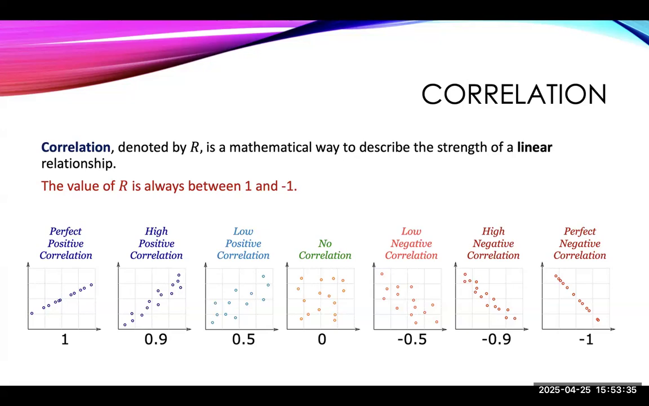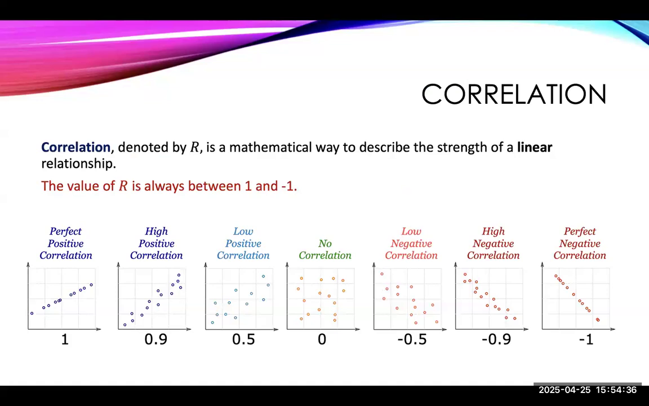So compare 0.5 to negative 0.5. They kind of have the same association. How things are spread out is kind of the same. It's just that one has a positive slope and one has a negative slope. With negative 0.9, the dots are closer together and we have a negative slope. And finally, when r is equal to negative 1, all of the dots line up on a perfect line and it has negative slope.